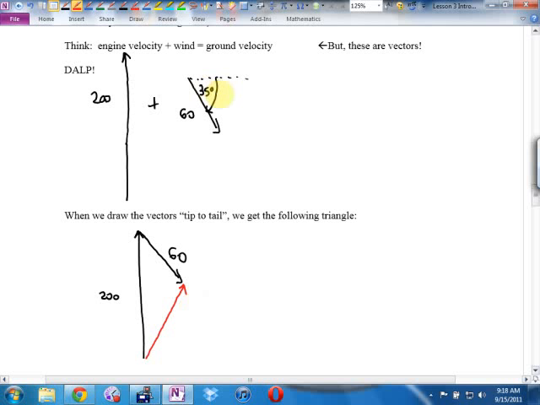Kara, I think this is the angle that you said was 35, yes? See it? If this angle here is 35, what do both of these angles here add to? Ah, 90. So if this is 35 right here, how big is this one right here? Aha! I've got an angle in my triangle.